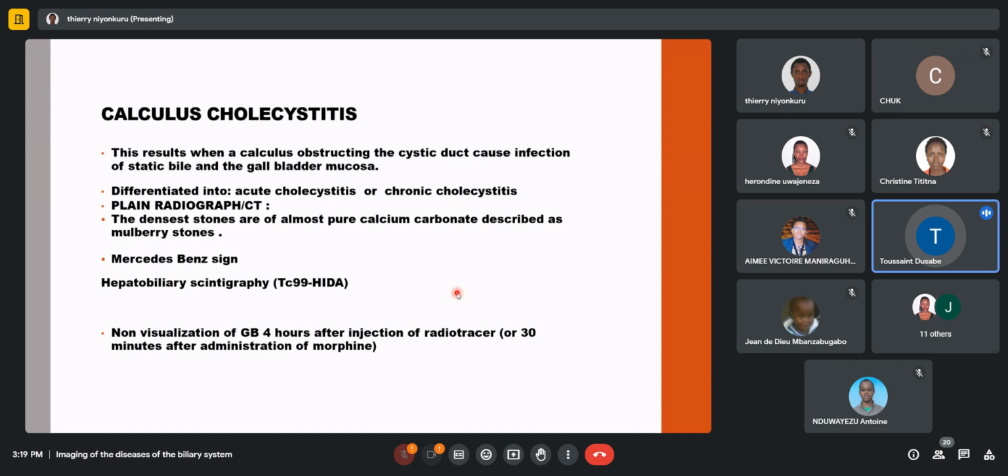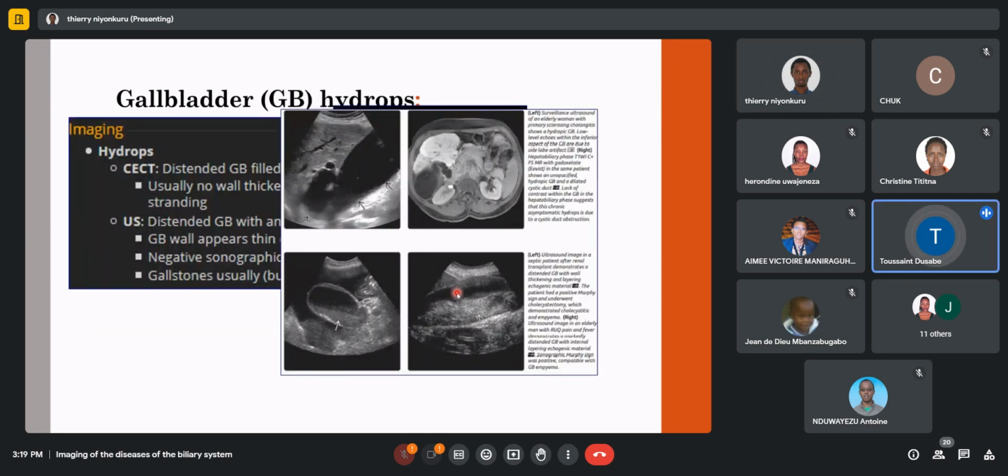Excuse me, Thierry. Yes, I understand. Can you come back a bit? Yes. I didn't see to which extent you would say that this is a hydrops in terms of measurements?